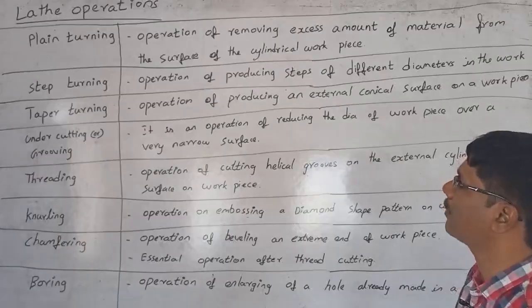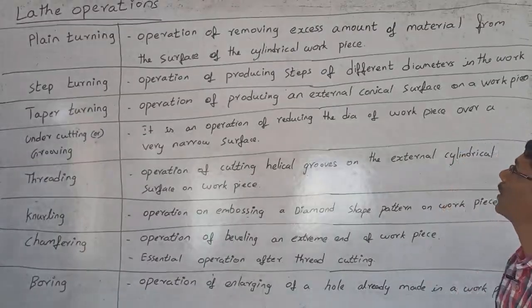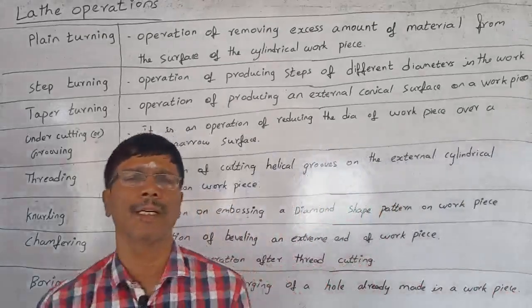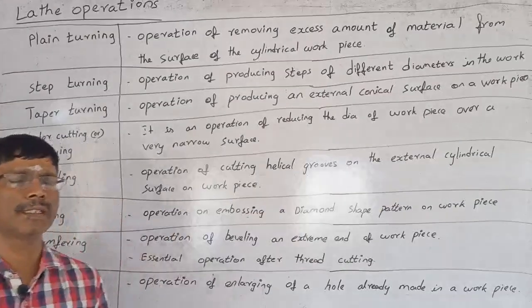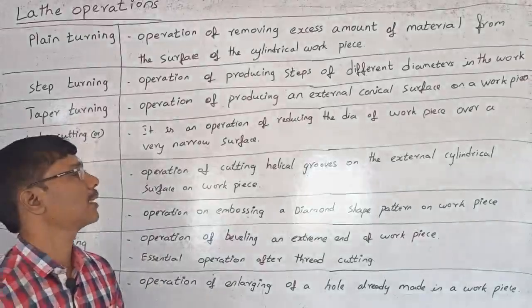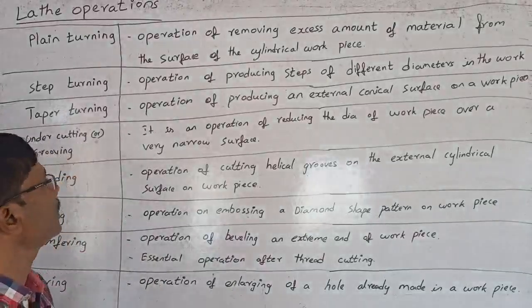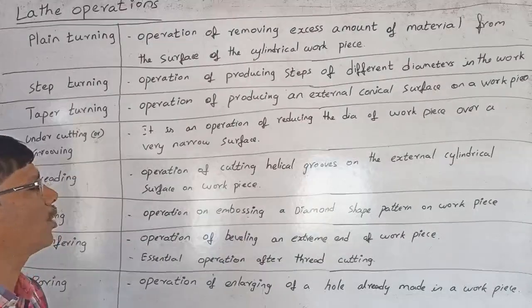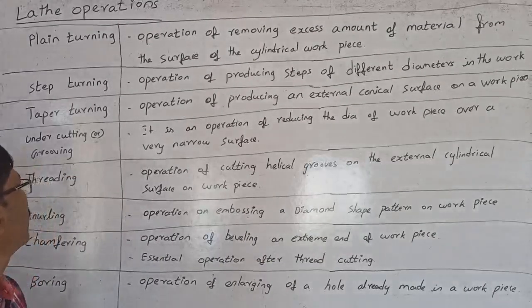The next is taper turning. Taper turning is the process of producing an external conical surface on the workpiece. The process of reducing the diameter gradually is termed taper turning, or the process of making the external conical surface on the workpiece is called taper turning.